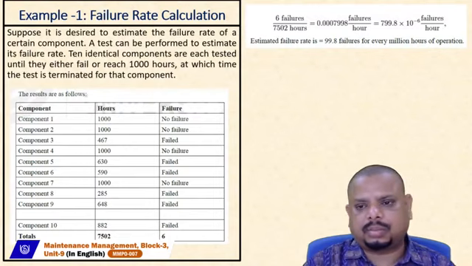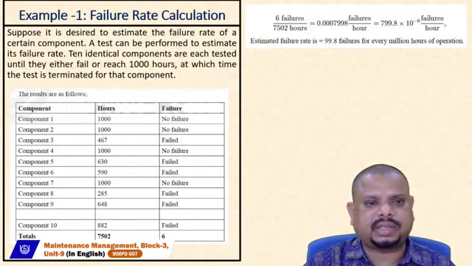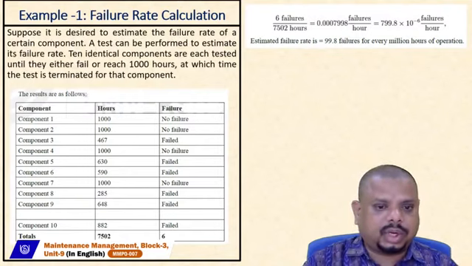In this way, in most cases, large scale industries, medium scale industries, and small scale industries calculate the failure rate for different components. Moving to the next one.